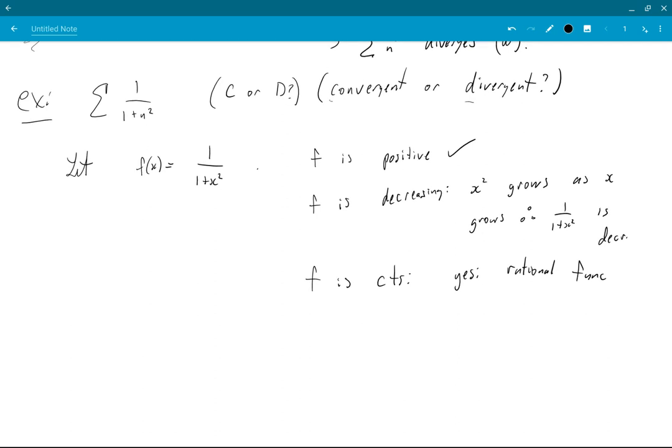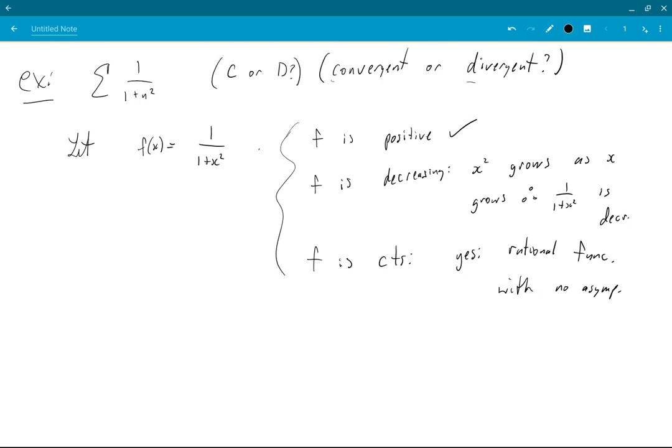Rational function with no asymptote. Okay, so I'm not going to require that you do all these checks, okay? Certainly not this semester. But just make sure to not use integral tests when it doesn't apply. Okay, so we're going to go ahead and use the integral test.